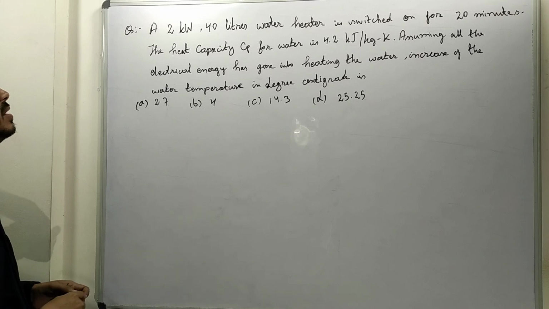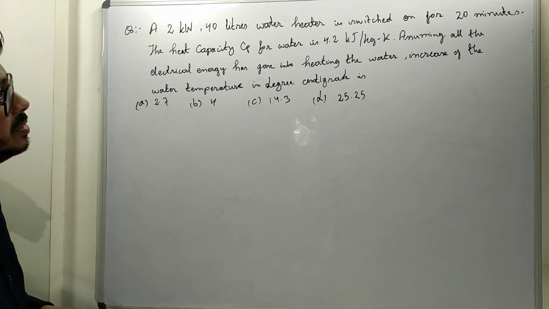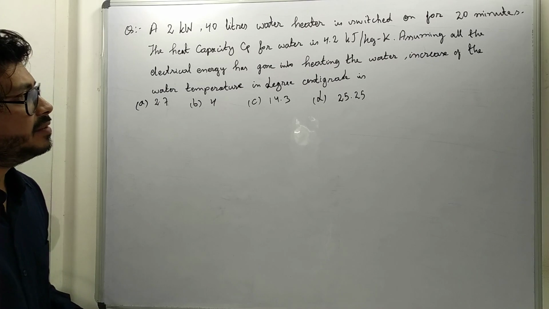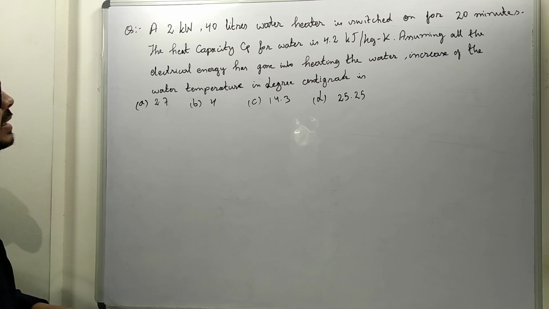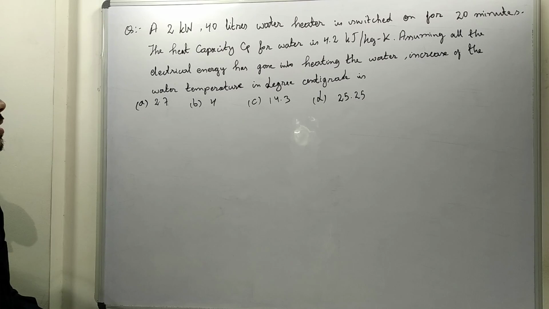Now another question. A 2 kilowatt 40 liters water heater is switched on for 20 minutes. The heat capacity Cp for water is 4.2 kilojoule per kg Kelvin. Assuming all the electrical energy has gone into heating the water, increase of the water temperature in degree centigrade is. Option A 2.7, option B 4, option C 14.3, and option D 25.25 degrees centigrade.